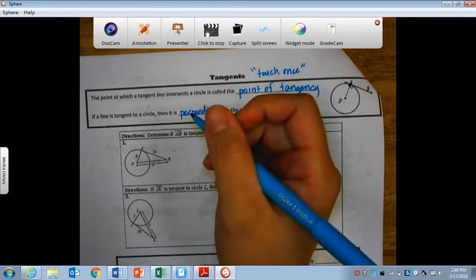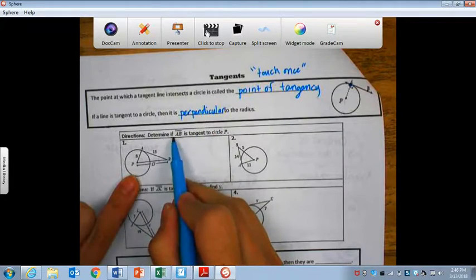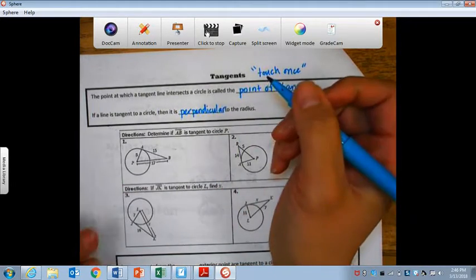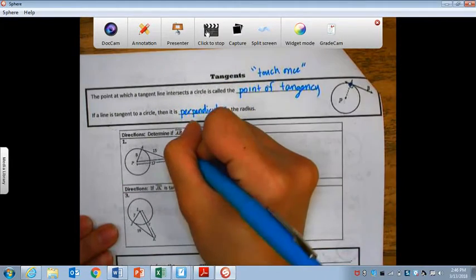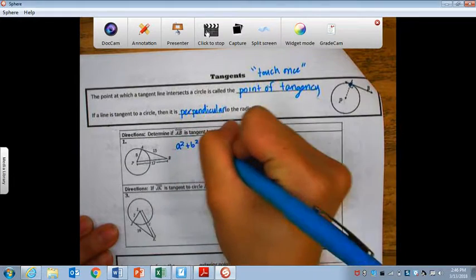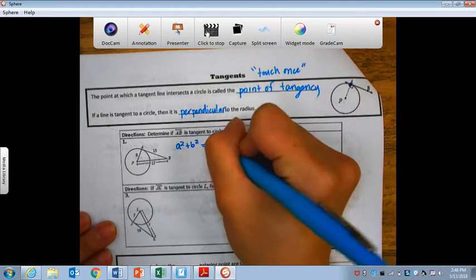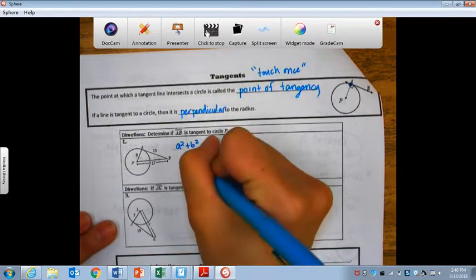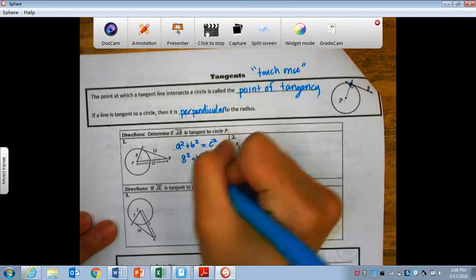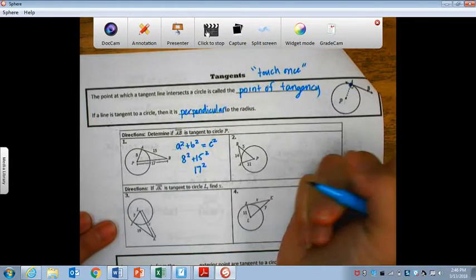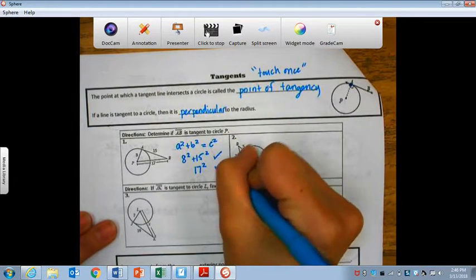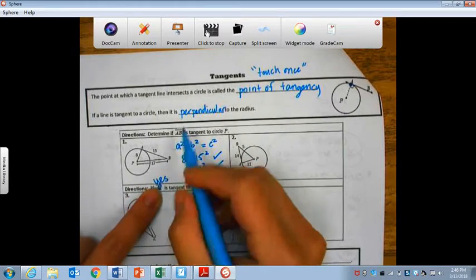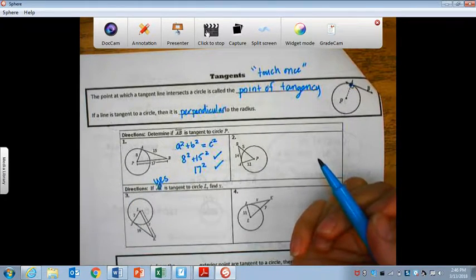Okay? So here it says determine if AB is tangent to circle P. All you have to do is make sure that A squared plus B squared does in fact equal C squared, right? So let's compare values. 8 squared plus 15 squared, is that equal to 17 squared? Okay, so yes, it is equal, and that is a Pythagorean triple. So yes, AB is tangent to circle P.